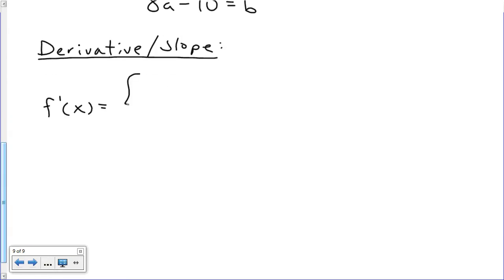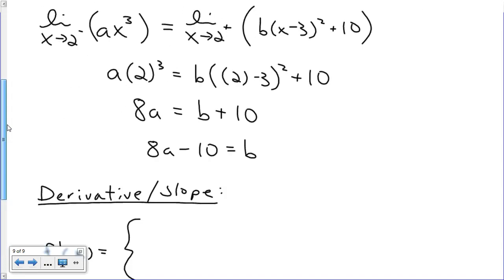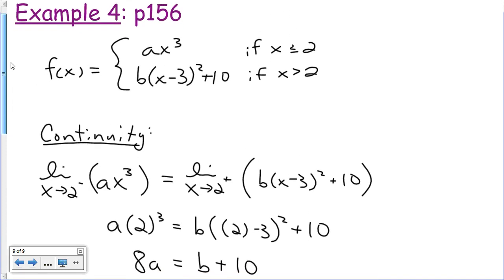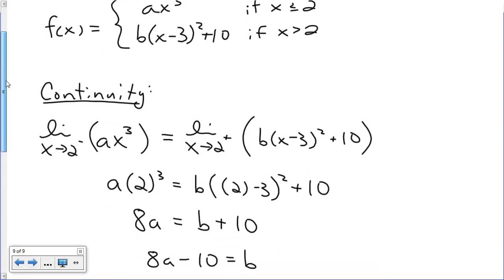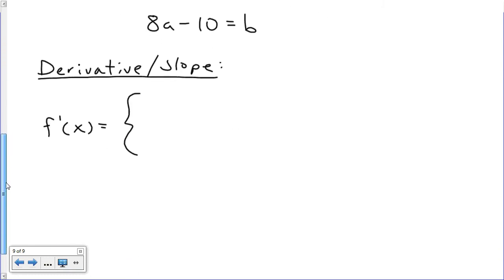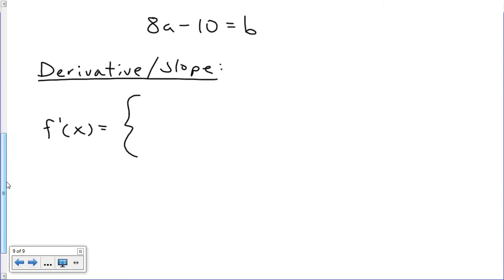Now when you're dealing with a piecewise function, the way you find the derivative of a piecewise function is by taking the derivative in pieces. Take the derivative of the first piece and then the derivative of the second piece and so forth for as many pieces as you have. So again, f of x was this function up here, ax cubed, and b times x minus 3 squared plus 10. So I've got to find the derivative of each of those pieces. So let's start with the first piece, ax cubed.